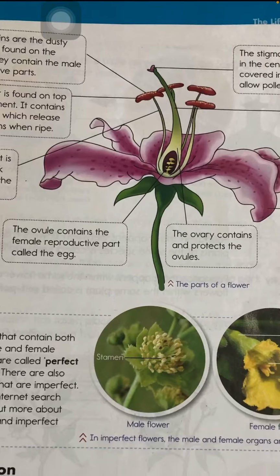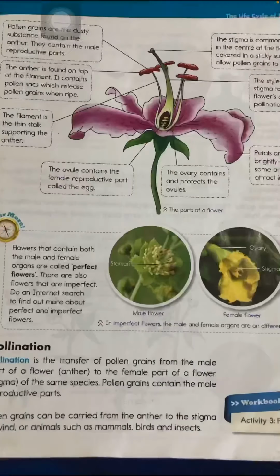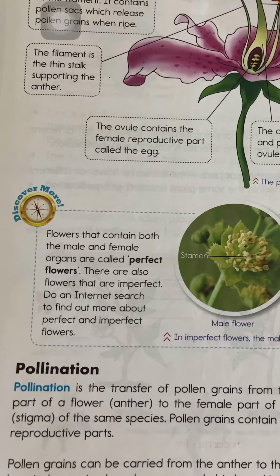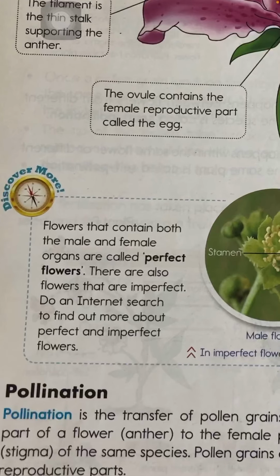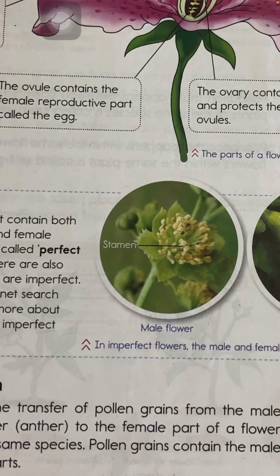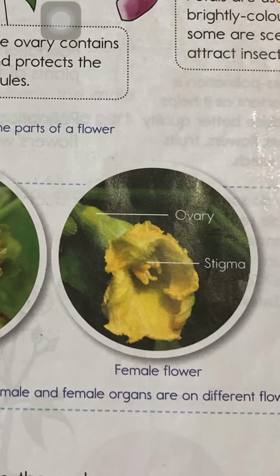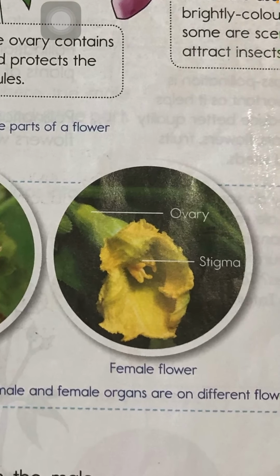This is a perfect flower. A flower containing both male and female reproductive organs is called a perfect flower. But there are also examples of imperfect flowers. There are flowers that are imperfect, for example a male flower contains only stamens and a female flower contains only stigma or ovary.